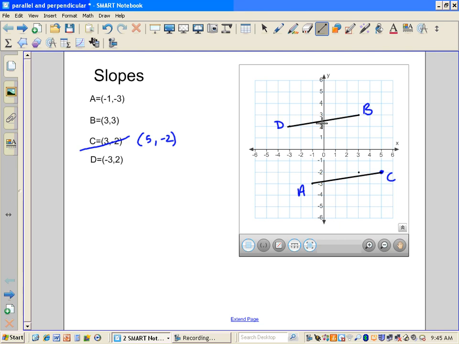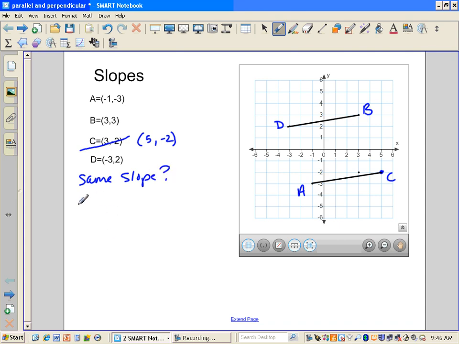And looking at these lines, you should start to say, they look like they're going the same distance and direction, and gosh, maybe even their slopes are the same. So we want to see if they have the same slope. That's what we're trying to explore.